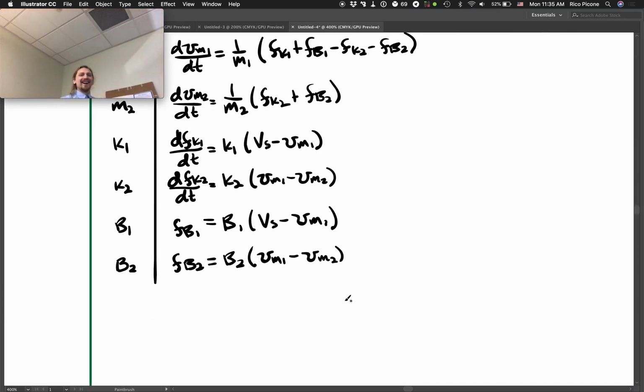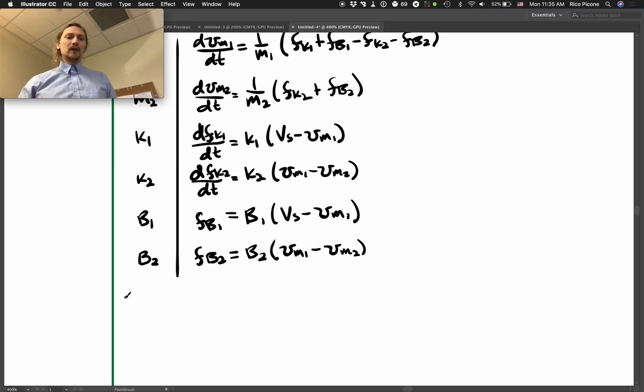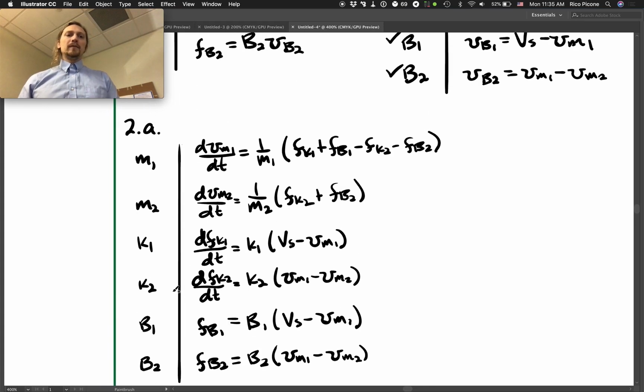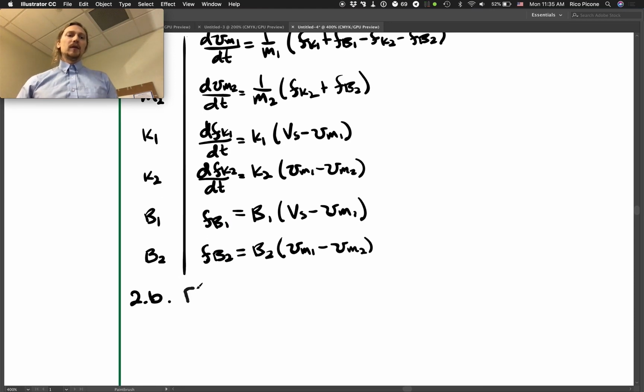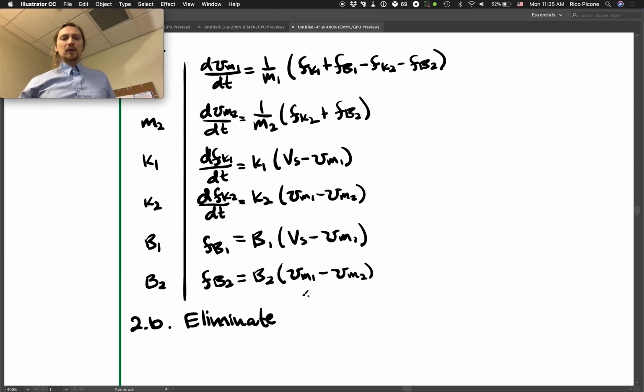Okay. So good. We've got 6 equations now. So we had 12, and now we're down to 6. So that was a big step, right? Let's do 2B, which is to eliminate the remaining non-state and non-input variables. And so which variables are those? VM1, VM2, FK1, FK2, and VS are all good. But what are the 2 variables left that we need to get rid of? Excellent. FB1 and FB2.